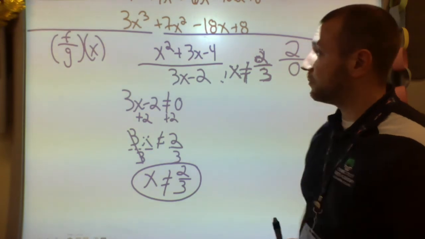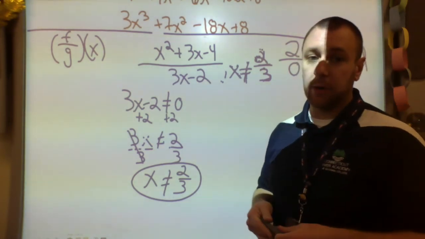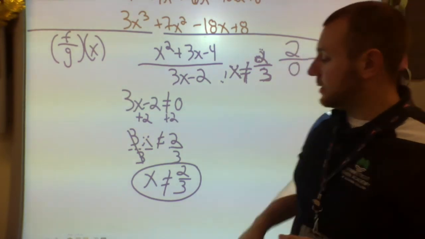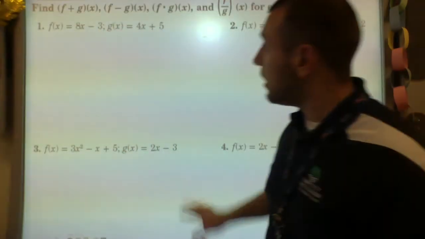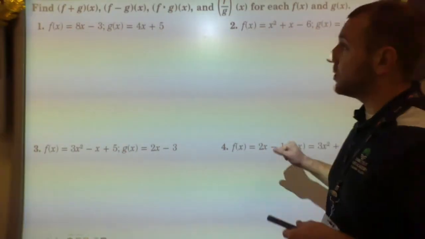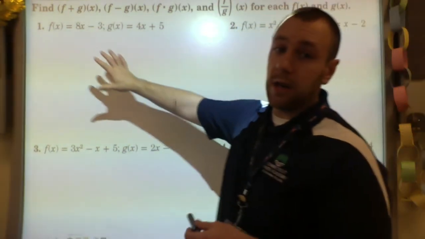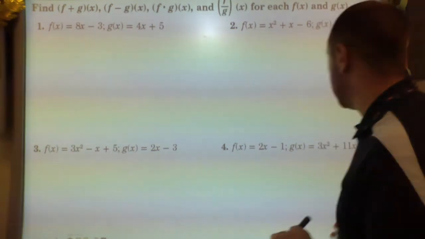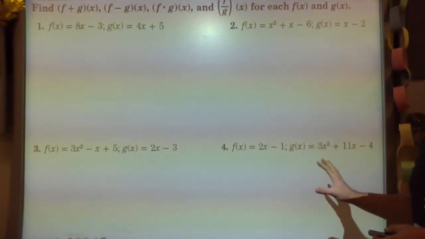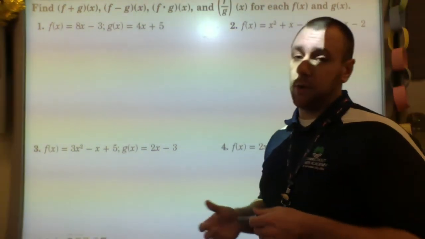So that is function operations, and that is the practice for this. Set up and solve each one of these problems. Again, it starts off with only 2, and then it gets into the more complicated ones with the x squareds and the x and the minus 4.